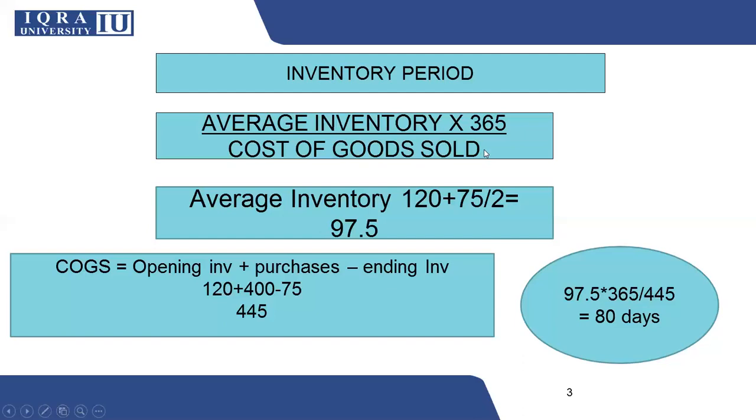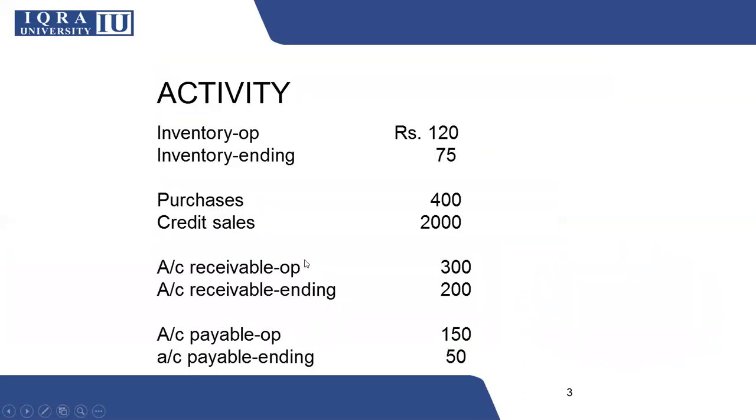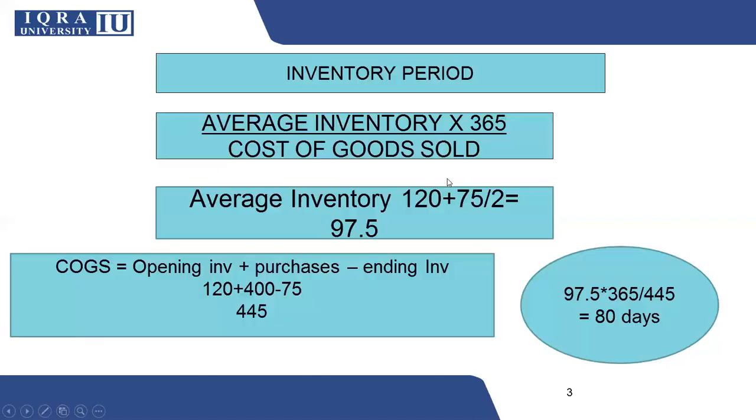If cost of goods sold is given, it's okay. If it is not given, then you can calculate cost of goods sold with the help of opening inventory, purchases and ending inventory. You are quite familiar; we have done this a lot of times in our financial accounting courses as well as in costing courses. Purchases of 400 is given, opening and ending both are given. So you will add and subtract and you will get cost of goods sold of 445.